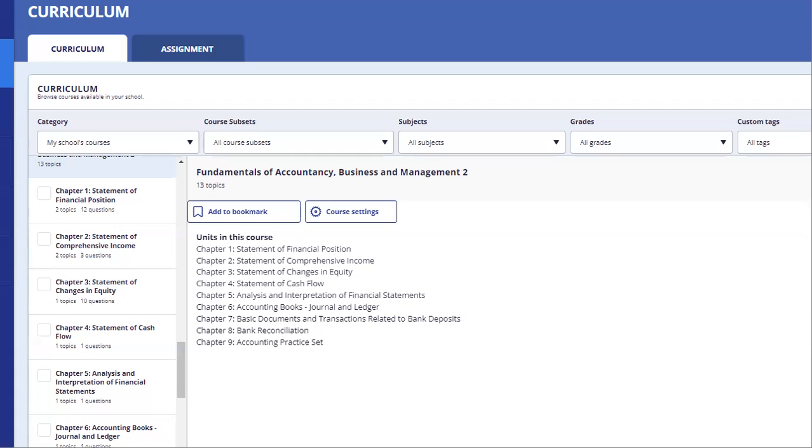Okay, I think we can start. We're done with chapter 5, analysis and interpretation of financial statements, and then accounting books and journal ledger. So now we need to discuss basic documents and transactions related to bank deposits. Since even your classmates, so what we need to do is, I'll just send the video. But we'll record this one.